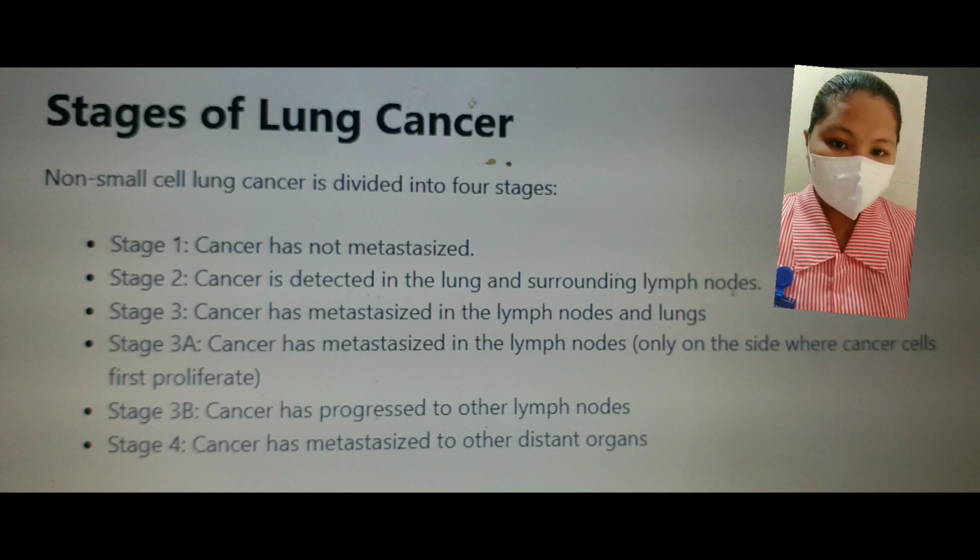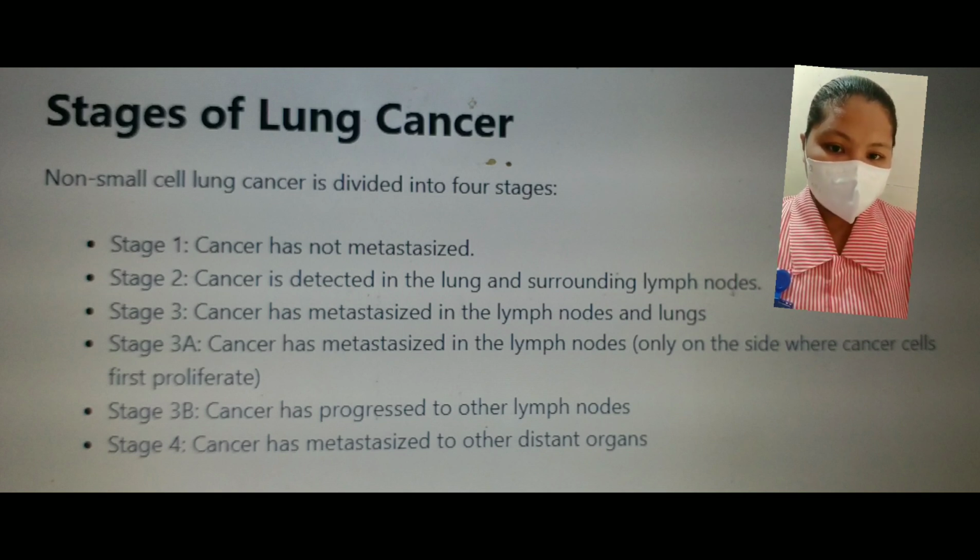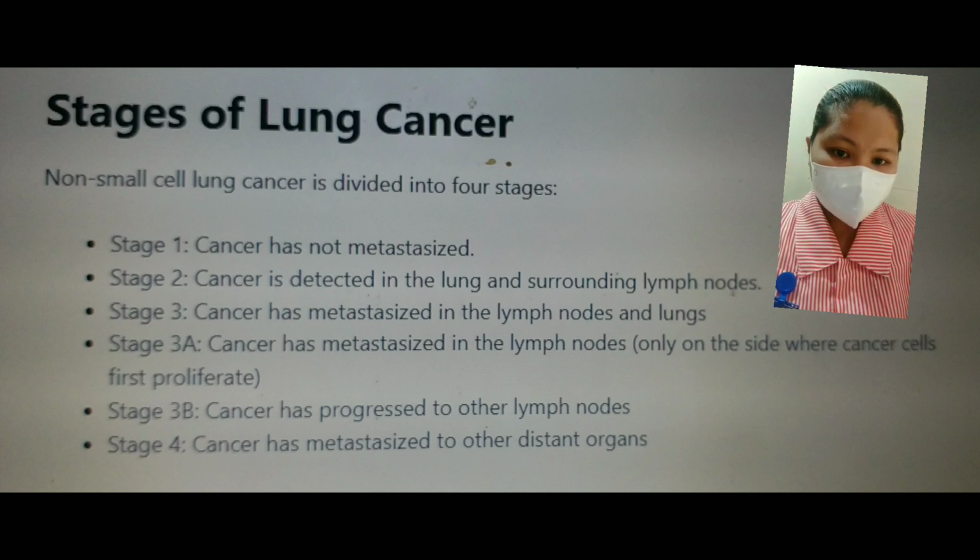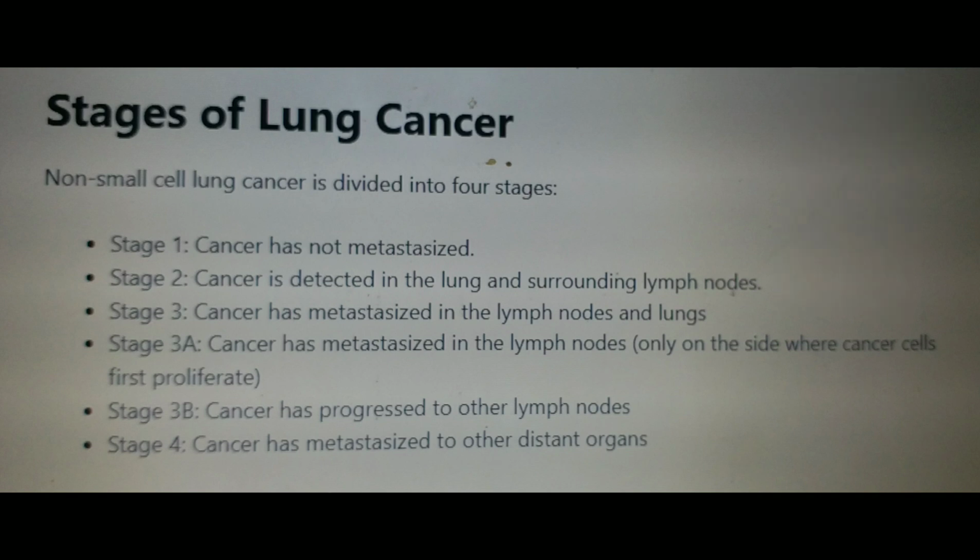Stages of lung cancer. Non-small cell lung cancer is divided into four stages. Stage 1, cancer has not metastasized. Stage 2, cancer is detected in the lung and surrounding lymph nodes. Stage 3, cancer has metastasized in the lymph nodes and lungs. Cancer has metastasized in the lymph nodes only on the side where cancer cells first proliferate. Cancer has progressed to other lymph nodes, and in stage 4, cancer has metastasized to other distant organs.